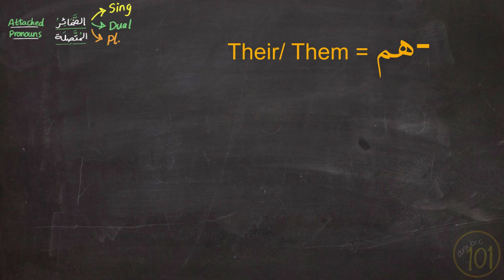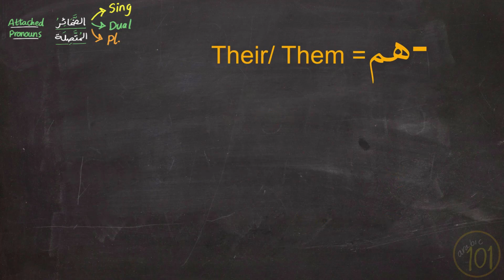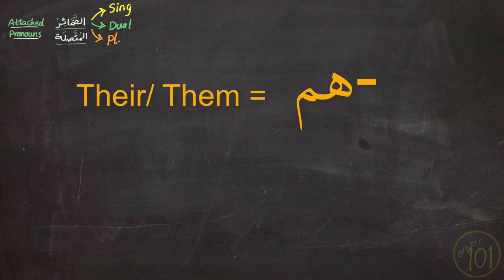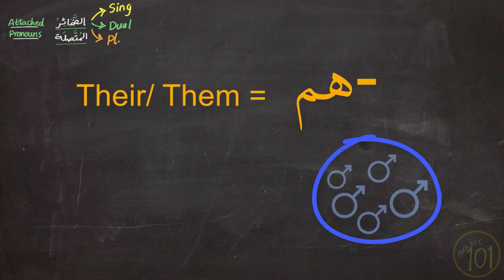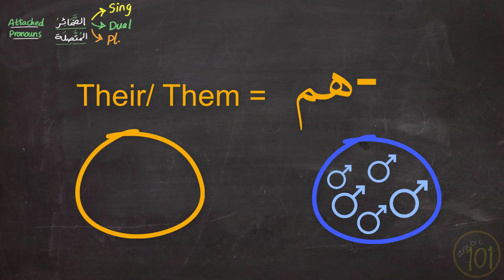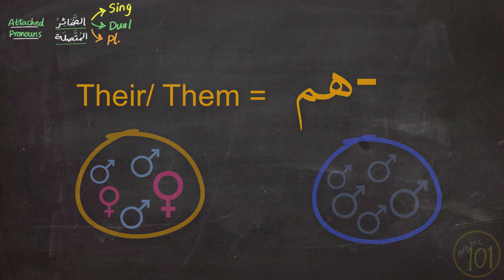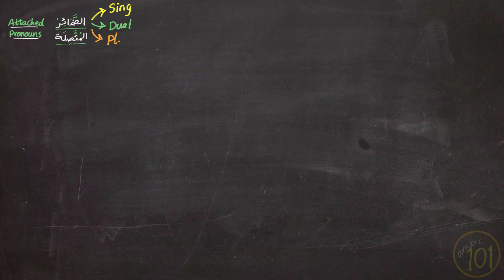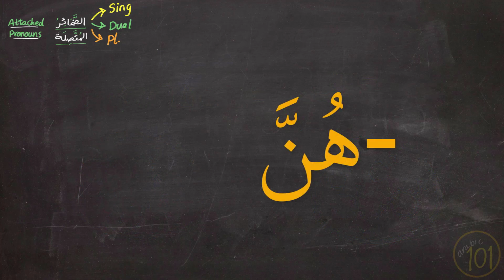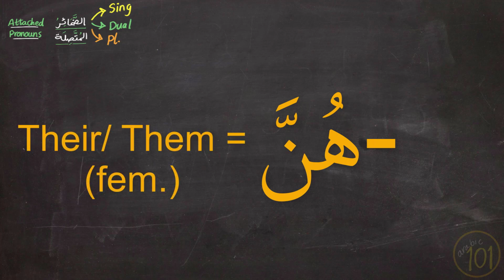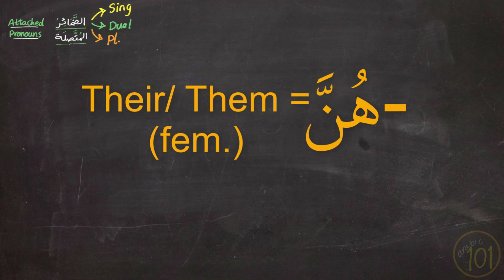And just like the case with antum and antunna, hum is used when talking about a group of men, also is used when talking about a group including men and women. And if you're talking about a group of only women, you would then use the suffix hunna. That would be attached to the end of verbs and nouns, and it would then mean their or them, but only if the group is made up of women, like in this example.